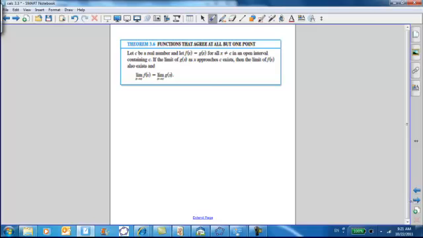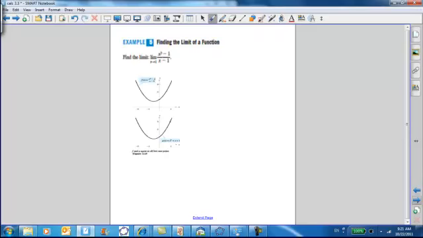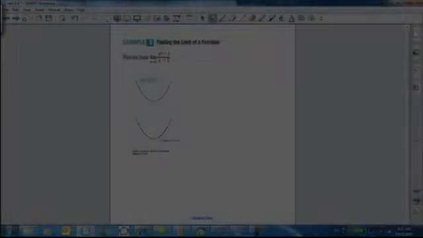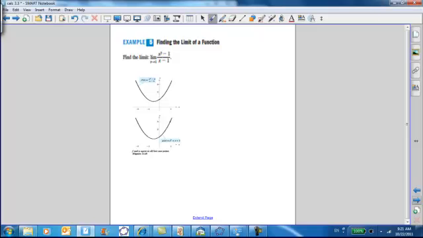Now, what happens when the function doesn't agree, basically that we get a problem, we get division by 0. Let's take a look at this one. We saw this before, and we found the answer graphically. But as you can see with this function, x cubed minus 1 over x minus 1, it does not exist at 1. It's undefined. We'll have division by 0.